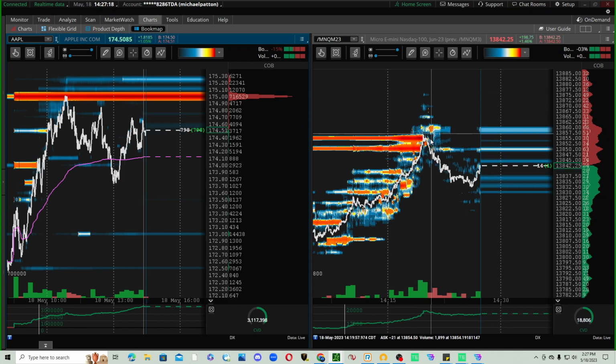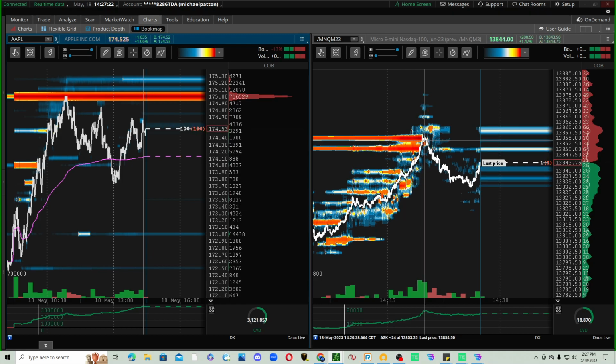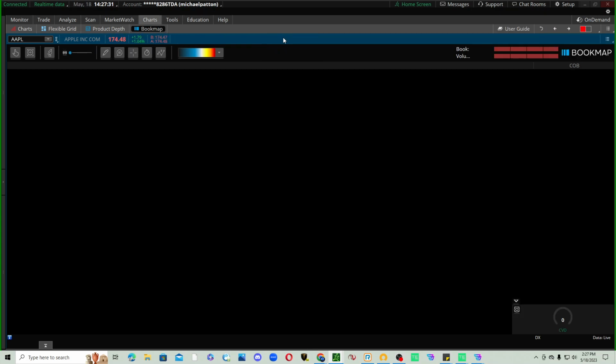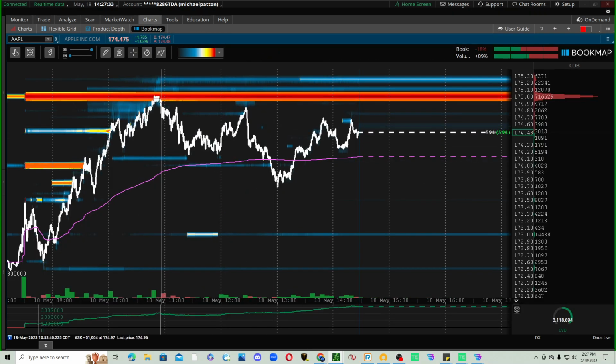So this pattern that we just saw, all it is is exhaustion. The market ran up against a very strong level. That level repulsed the market downwards, and then it starts to come back up later. And that's precisely, let's zoom into Apple, that's precisely what happened to Apple.